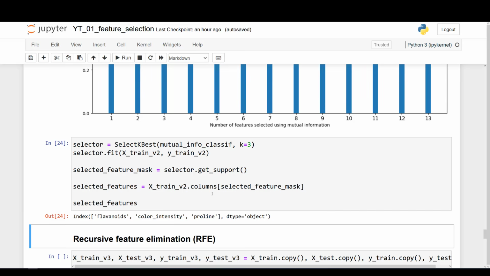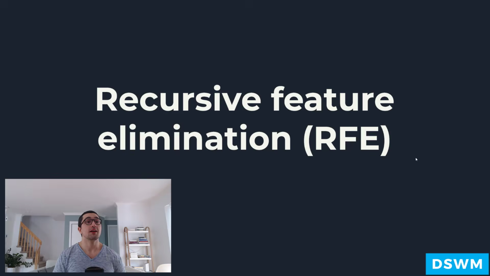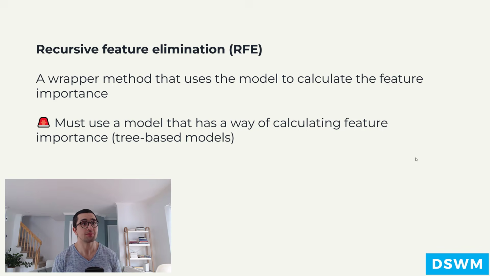Let's go back to the slides and learn about recursive feature elimination. And now we take a look at a wrapper method called recursive feature elimination, or RFE for short. With recursive feature elimination, we call this a wrapper method because it actually uses the model to compute the importance of a feature. Again, it is critical to use a model that can actually compute feature importance. Most models that can do that are usually tree-based models, so your classic decision tree, random forest, or gradient boosting trees. Those are models that can actually compute feature importance. And in our case, we're using a gradient boosting classifier, so it can definitely calculate feature importance here.